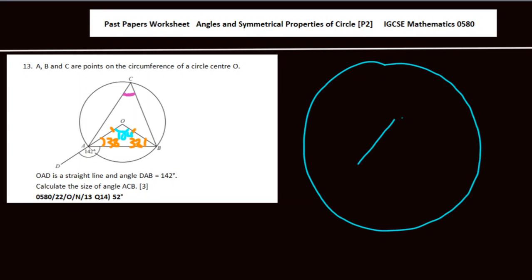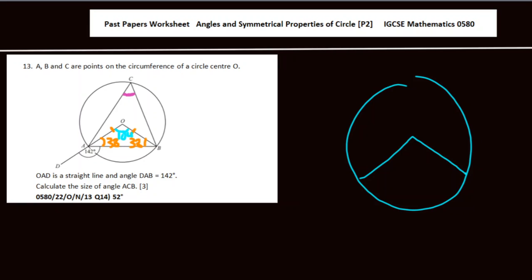Now once we have 104, we can use the property of the circle: if we have a circle and an angle being subtended at the center of the circle, then the angle at the center of the circle is twice the angle at the circumference. So this would be 52, 104 divided by 2. So our answer would be 52.